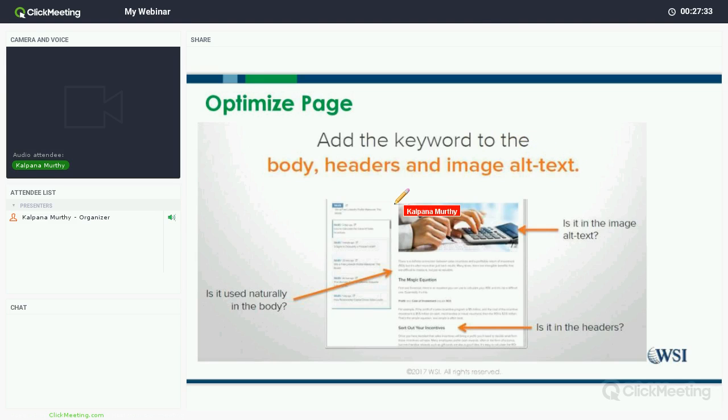And so add the keyword to the body, headers, and image alt text. Again, about 2% of your content can be your keyword, so be mindful of that. And Google cannot read images. So in order for Google to recognize what this image is about, when you upload an image to your website, you will have an option to enter a keyword in the alt text option for that particular image. So that's all you have to do.